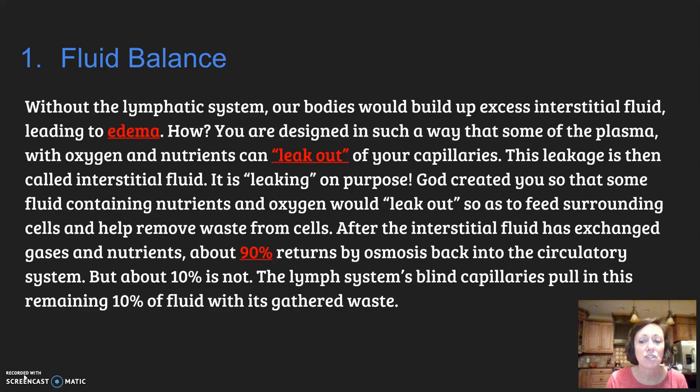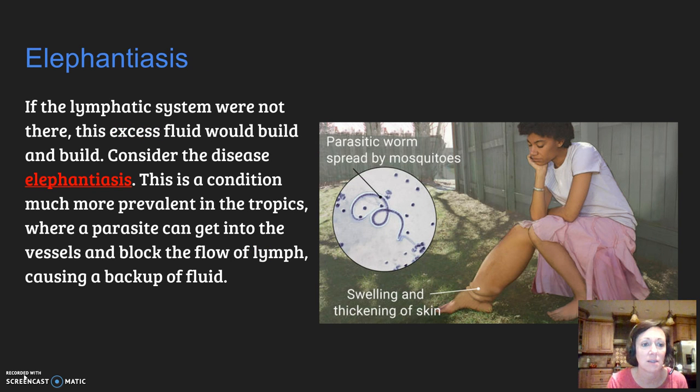Well, after the interstitial fluid has exchanged those gases and nutrients, about 90% does return by osmosis back into the circulatory system. But only 10% does not. So that 10% has to go somewhere, or you'll end up with edema, as we mentioned at the very top of this slide. So the lymph system's blind capillaries, those little dead-end streets, pull in by osmosis the remaining 10% of fluid and the gathered waste, and then it filters through the lymphatic system.